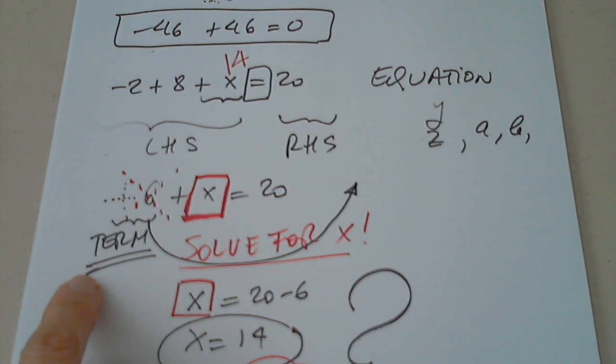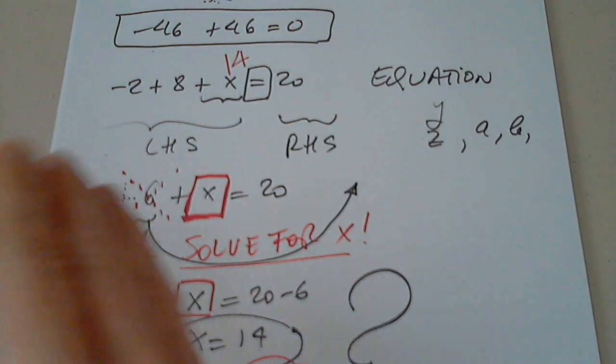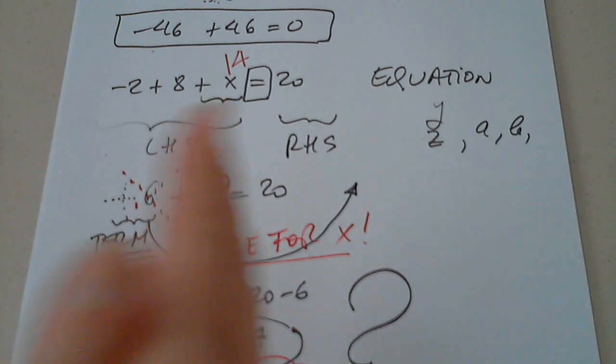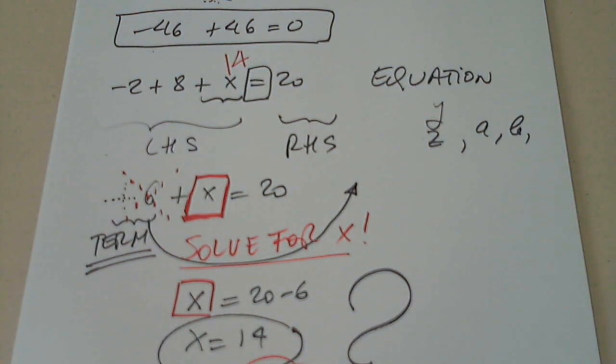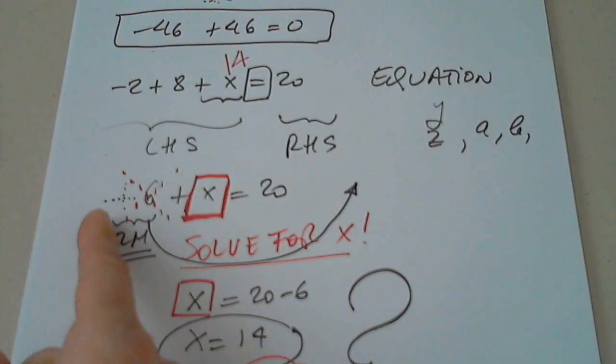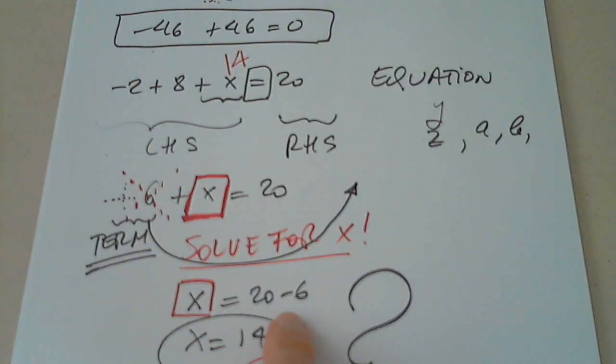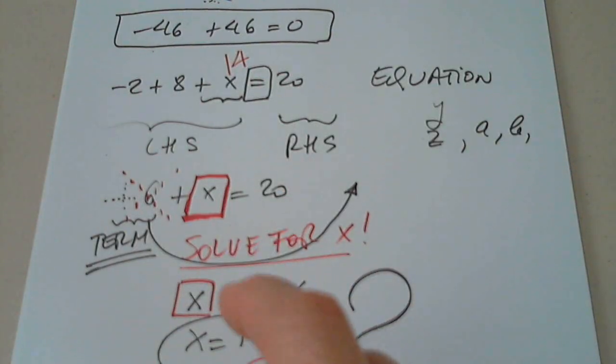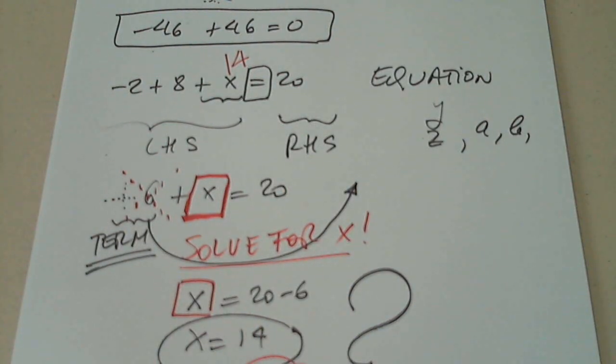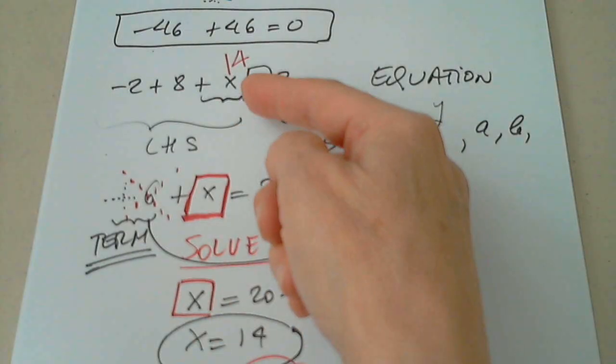Every time I move a term from one side to the other, it doesn't matter, from left to right or from right to left, the only thing that happens is we change its sign. It was positive, I move it to the other side, it becomes negative. So 20 minus 6 is 14. I got x equals 14. That's what they were asking me to find.